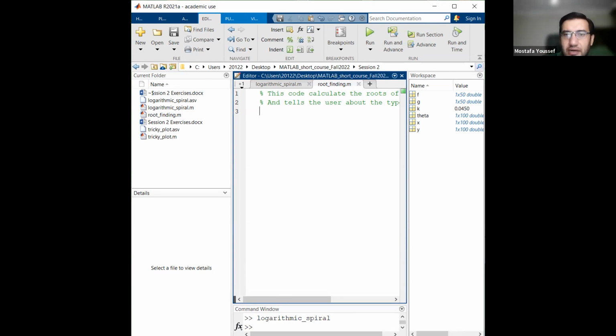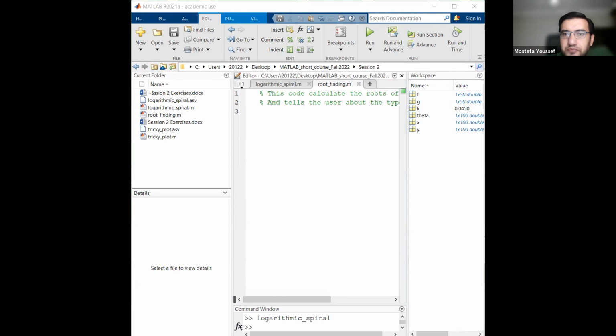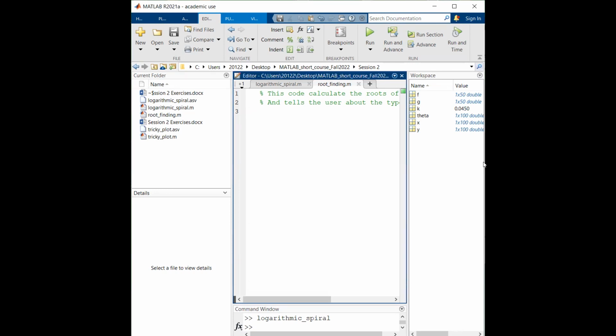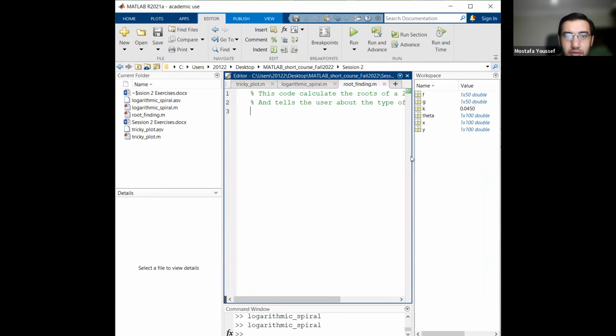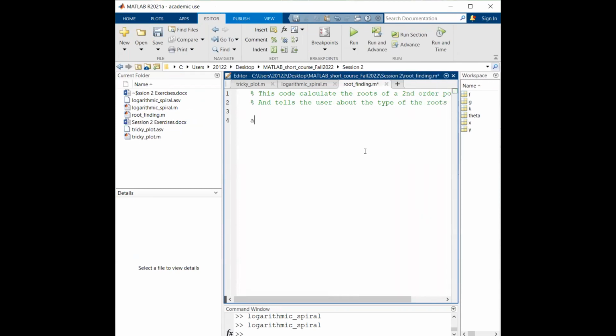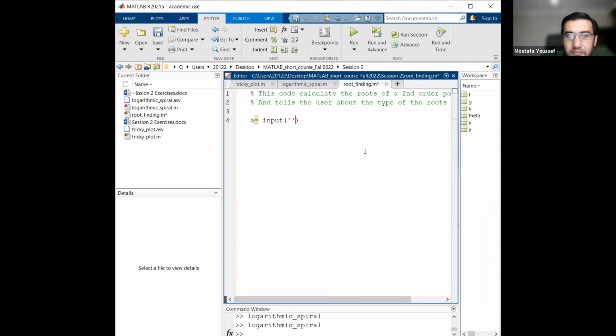So does anyone recall how we get started with getting an input from a user? Just unmute yourself if you recall this. We can say, for example, A equals input, and then open brackets, and then the single, or the double quote. A single or double, it doesn't matter. Actually, both of them work.